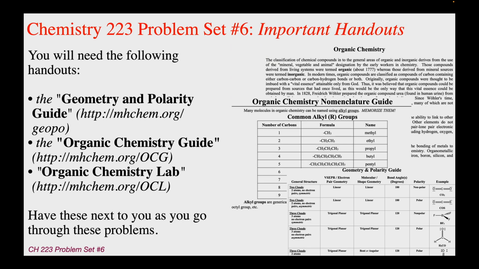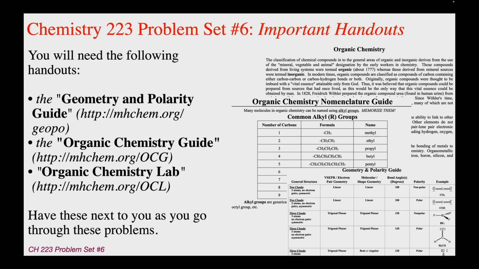You will need a couple of handouts, though, for this problem set. We're going to be looking at the nomenclature, the naming of two different systems. And the organic chemistry naming is going to be probably the weirdest one, but it's nothing you can't do. First of all, I think you'll need a copy of the Geometry and Polarity Guide. We used this back in Chemistry 221. It has all the electron pair geometry, molecular geometry, polarity, stuff like that. Might be helpful as you're writing out these different structures.